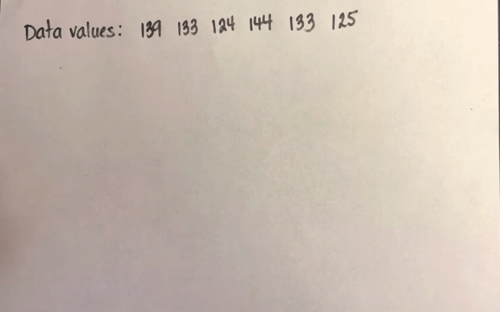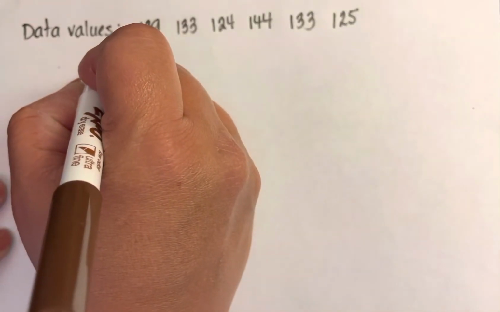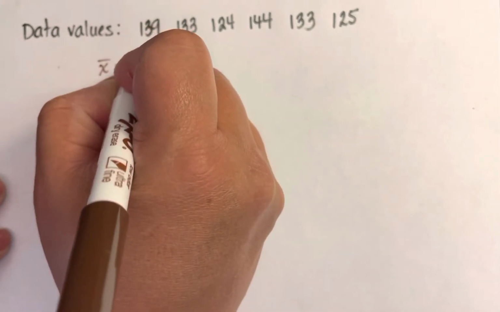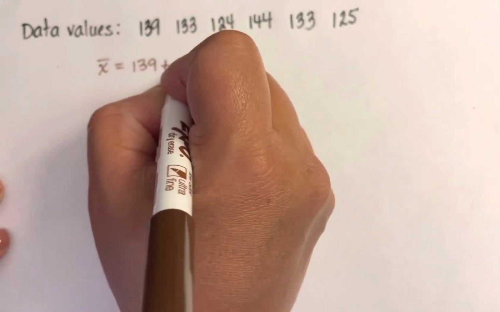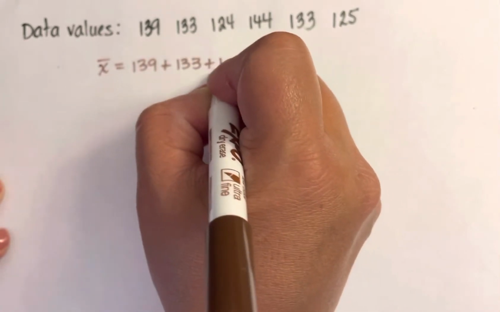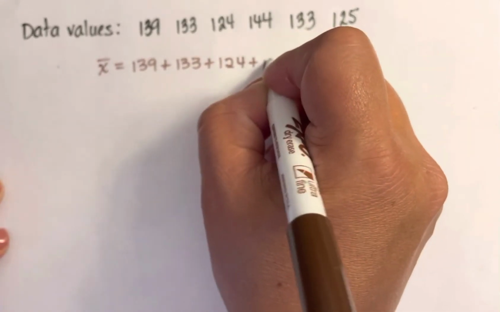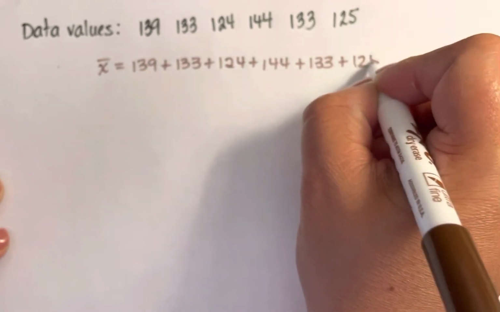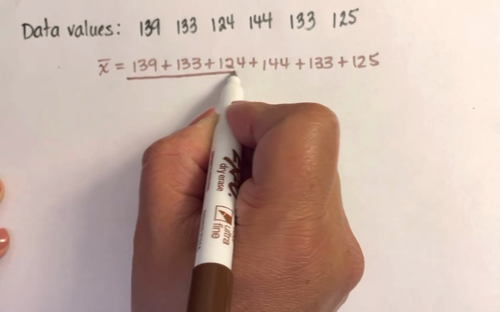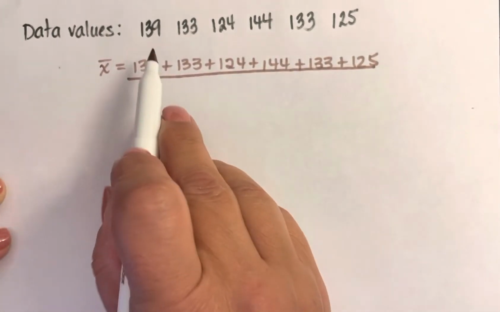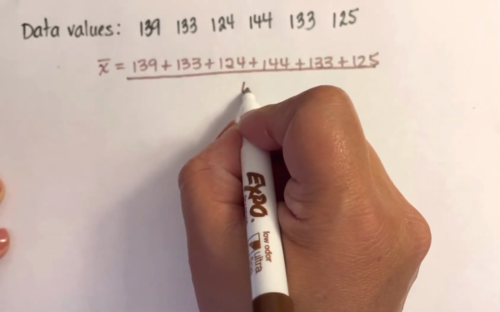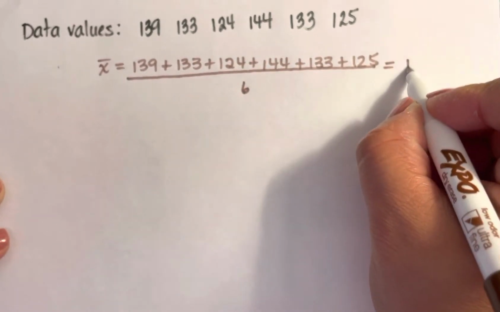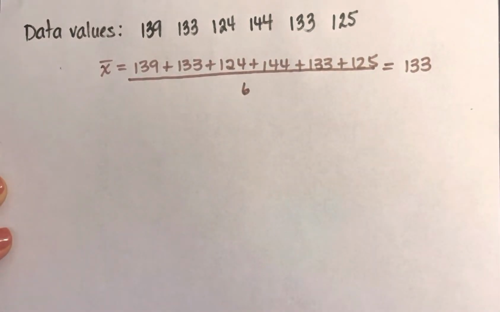The first step is to find the mean, which we'll label as x bar. We'll do that by adding all the values and then dividing by the number of values. Of course, you can use your calculator to help you with the computation. We have 6 values, so we're going to divide by 6. And if you use your calculator, you'll find that the mean is 133 for this data set.